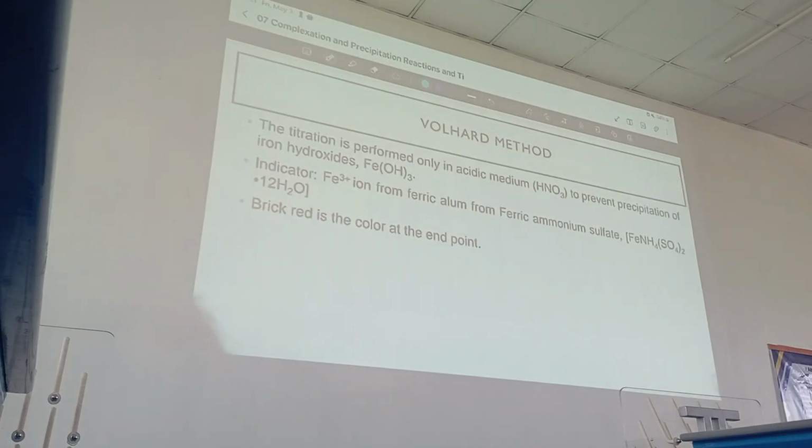The Volhard method is a titration performed only in acidic liquid, usually in dilute nitric acid, to prevent precipitation of iron hydroxide. The indicator is in the form of the iron(III) ion, from ferric ammonium sulfate. Brick red is the color at the endpoint.